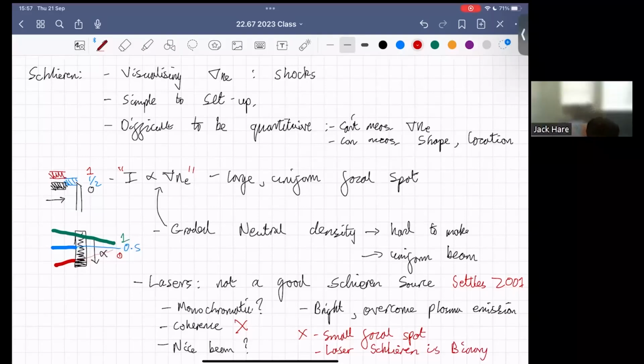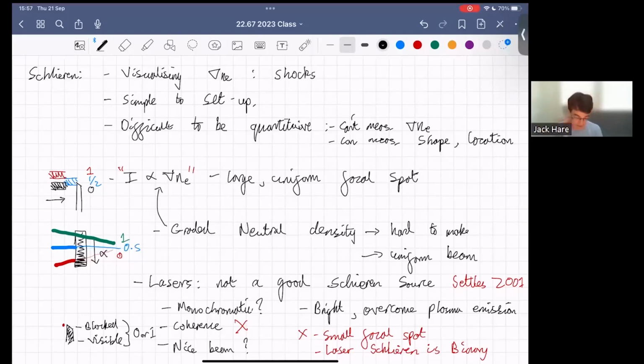What I mean by that is the spot is so small for laser Schlieren, it is either completely blocked by the knife edge, or it is completely visible, unblocked by the knife edge. And so when you do a laser Schlieren image, you get an image which is either dark or light, 0 or 1, no intensity or full intensity. And so you don't get those nice images that we were just looking at.